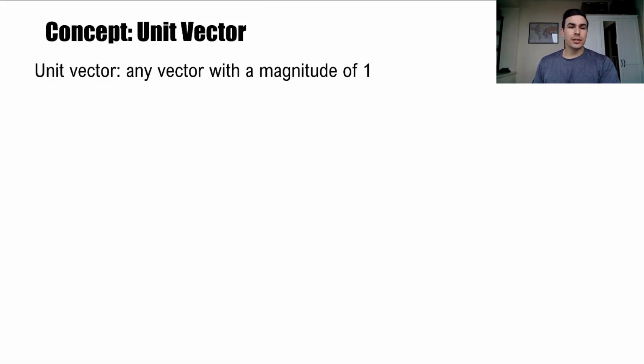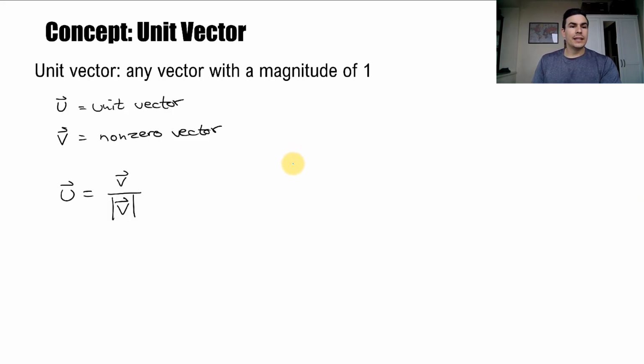It is just a vector, any vector, with a magnitude of 1. Okay, magnitude is just 1. So if I have unit vector u and any non-zero vector v, we can find the unit vector for v by taking v and dividing it by its magnitude. Now I know we didn't learn how to divide vectors, so we can think about this as multiplying instead by 1 over the magnitude of the vector. Now, 1 over the magnitude is just going to be some number, that's just a scalar value.